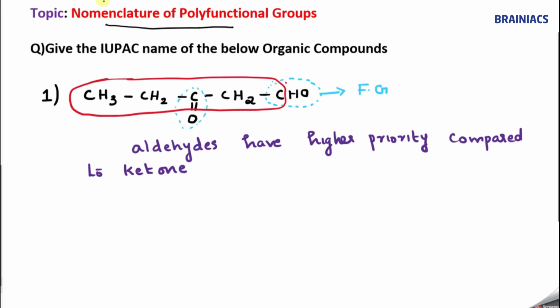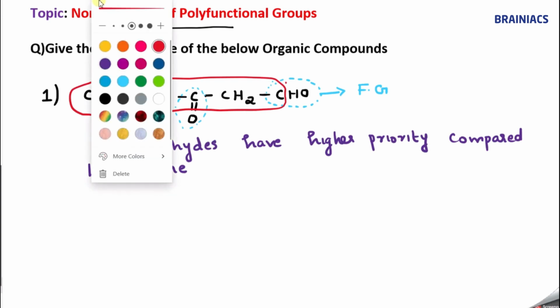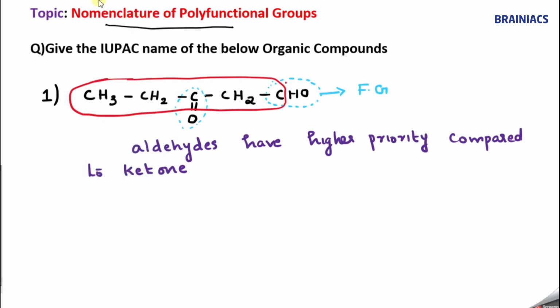The next step is numbering. So let me number it in another color. While numbering, we know that the functional group should get the minimum possible number. So 1, this should be 2, this should be 3, this should be 4, and this should be 5. So the parent chain has 5 carbon atoms, and at the third position you have a substituent.